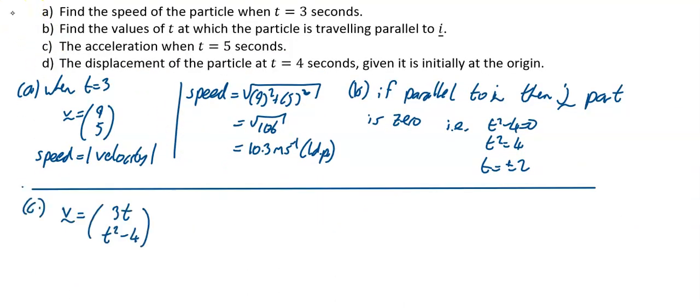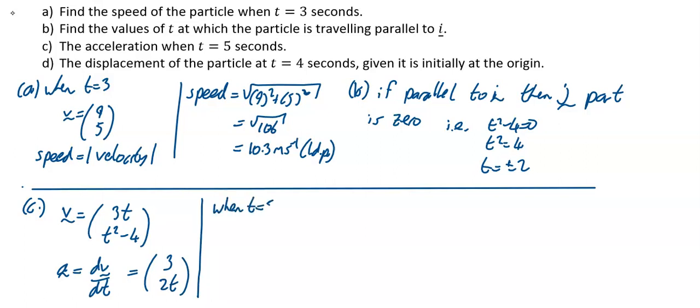Part C says find the acceleration when t is equal to 5. You can see here I've written down my v, because my a is going to be obtained by differentiating v with respect to t. We'll leave it as a column vector to make life easy. Differentiating the 3t, you just get 3. Differentiating t squared minus 4, you get 2t. So that's your acceleration. When t equals 5, your a is going to be 3, and then 2 times 5, which is 10, in meters per second squared.